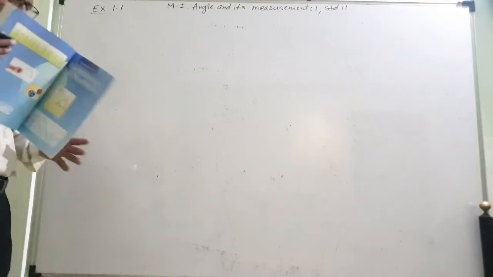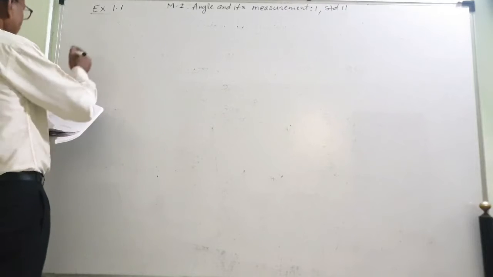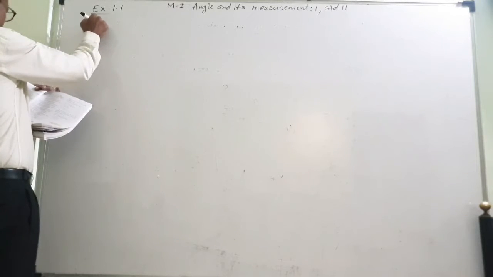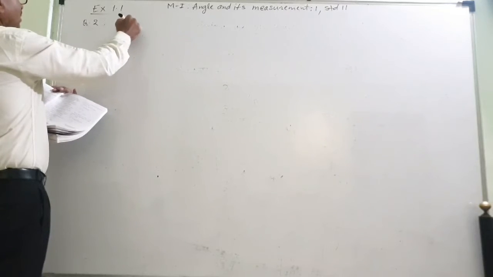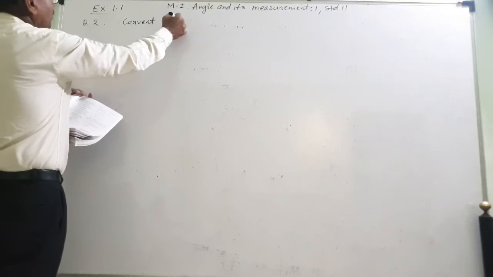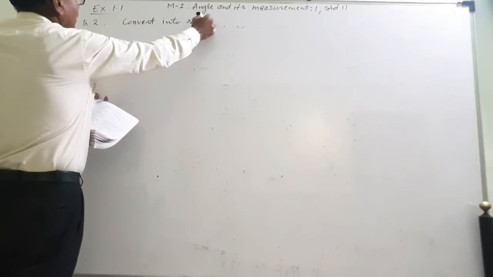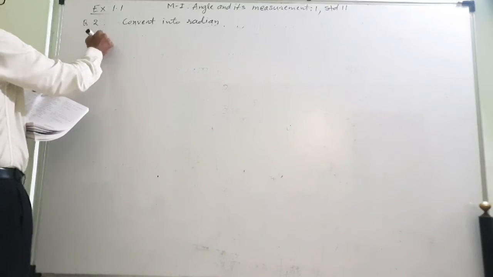So the next question, question number 2. These are very important questions. Convert into radian. First is 85 degree.